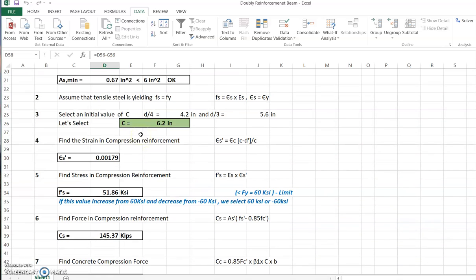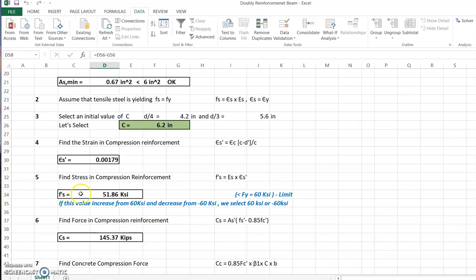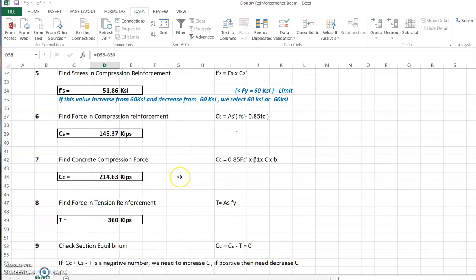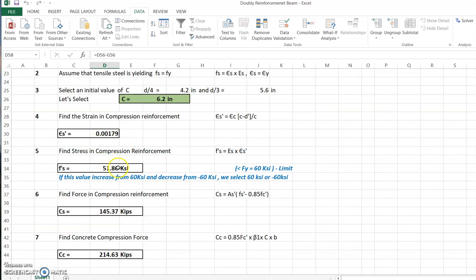After finding the new c, we have to make sure that f_s' is still between minus 60 and 60. Yes, we are still good. 51.86 psi is smaller than 60 psi. If it's not good, we have to change it to 60 and rerun the solver.